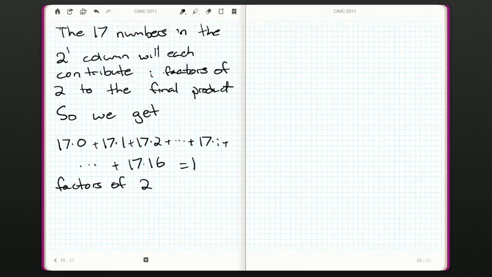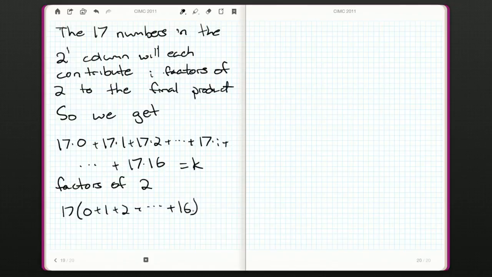So we can safely say that this number is going to be equal to k. We just need to figure out what this number is. Well, it's 17 times 0 plus 1 plus 2 all the way up to 16. So the sum of the values from 0 to 16, or 1 to 16, however you want to see it.